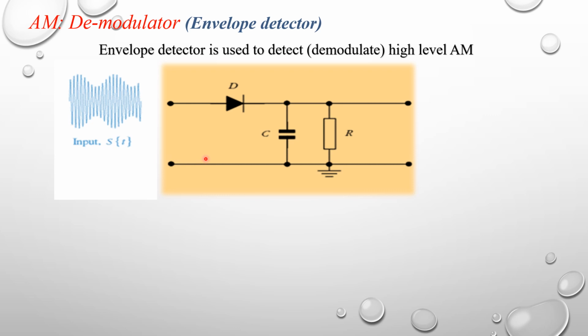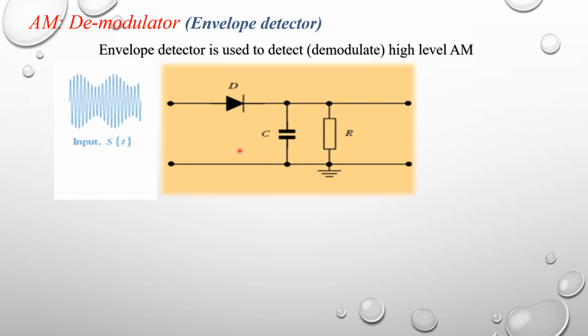The envelope detector consists of a diode and a low pass filter. Here the diode is the main detection element. Hence, the envelope detector is also called a diode detector.